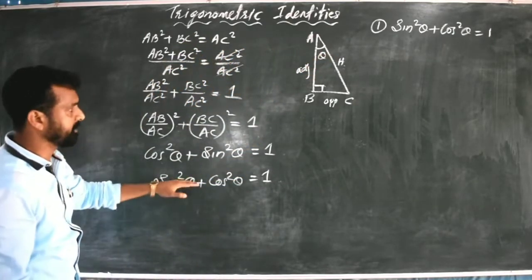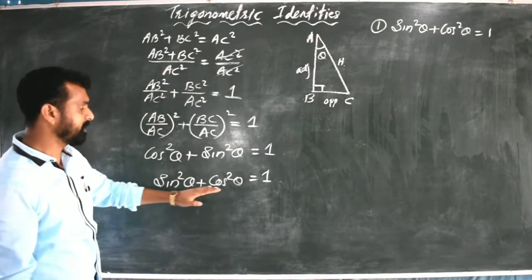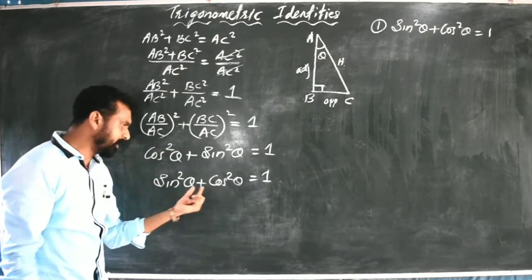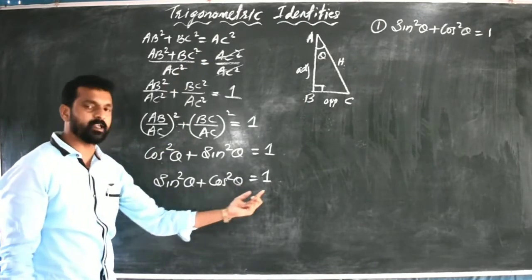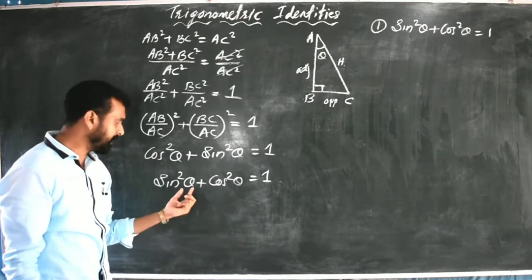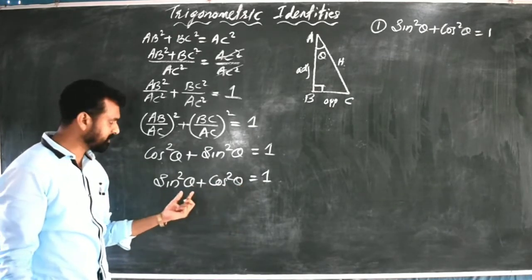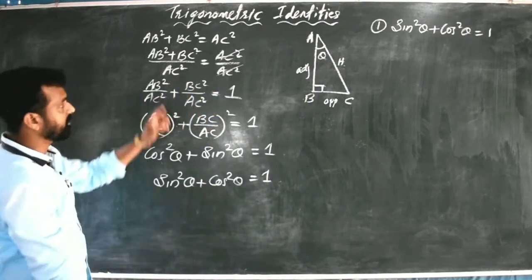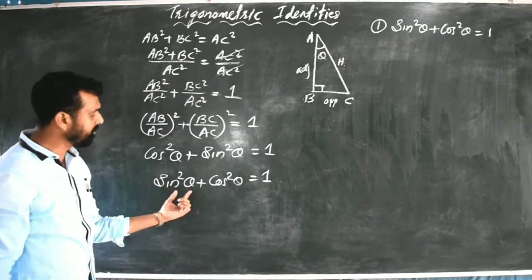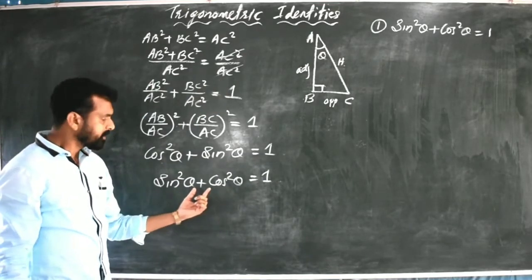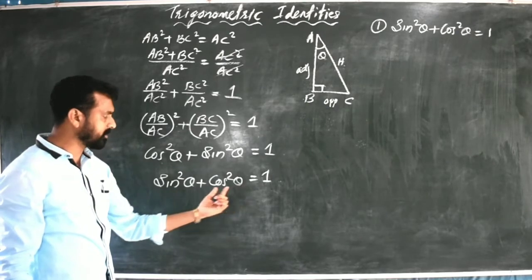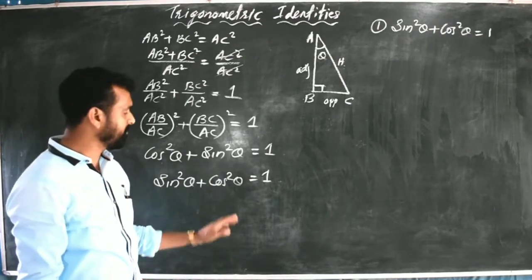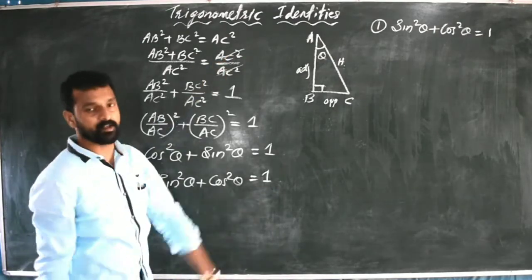This one I have just explained, how it will come. Sine square theta plus cos square theta is equal to 1. It is a trigonometric identity, and any value you substitute in place of theta, both sides will get the answer 1. Any angle you substitute in place of theta, both sides will be equal. That is why it is called a trigonometric identity.